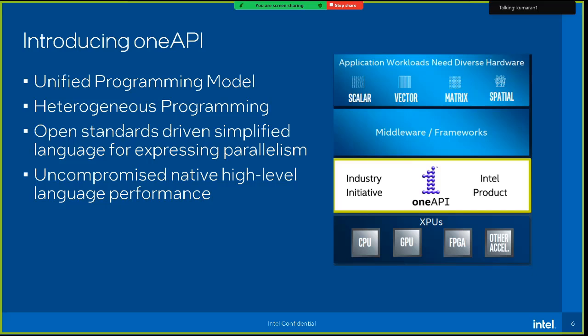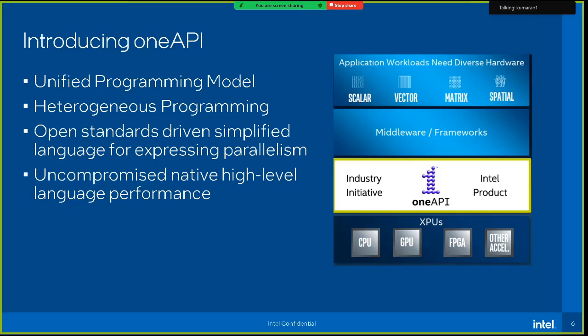oneAPI gives you the capability to write unified C++ code, wherein you write one single C++ code, and you decide a priori what kind of parallelism is there in your code. You take the whole workload and decide what code fragments can run in parallel and what the sequential dependencies are in the code. Based on that, you write a unified C++ code which will be applicable not only for the GPU, not only for the CPU. It will be applicable for the GPU and FPGA as well.